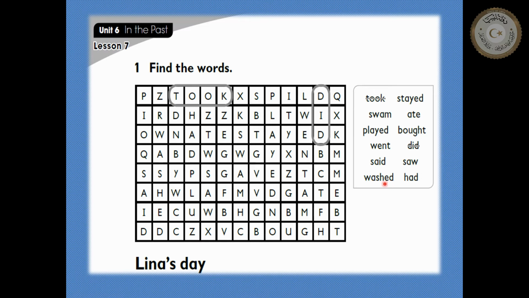When we add ed to the verb, it is a regular verb. Here we have had. So now we are going to find these words in this word search. We call this one word search, بحث عن الكلمات. Ready? Take your time and try to answer it.